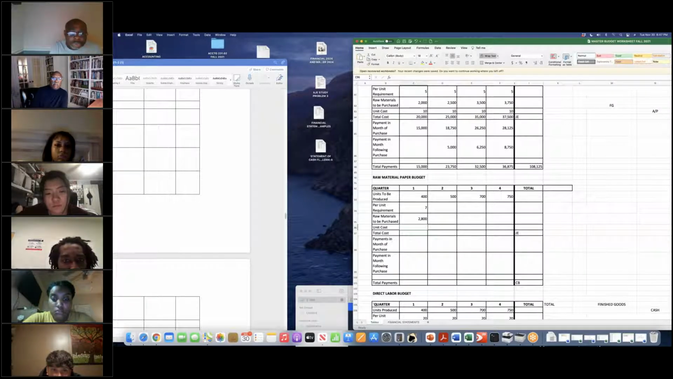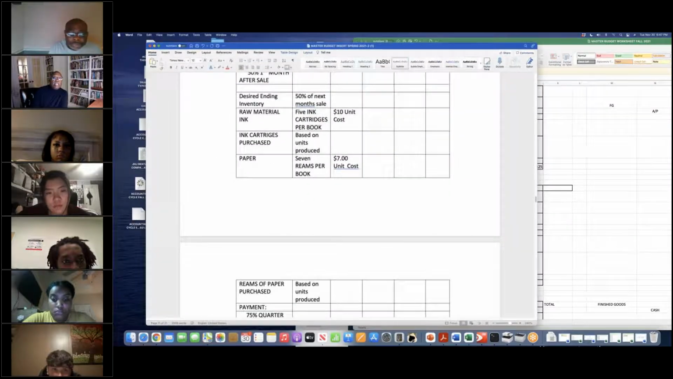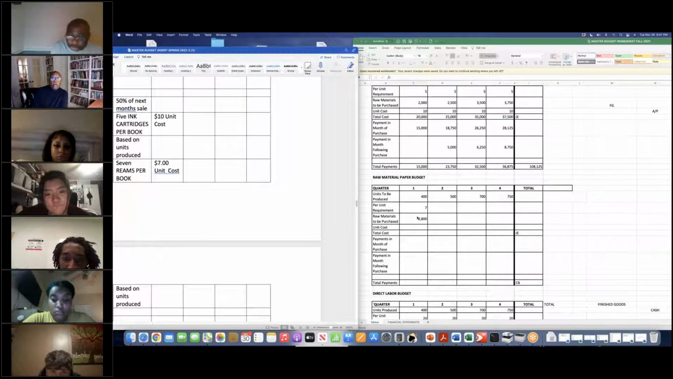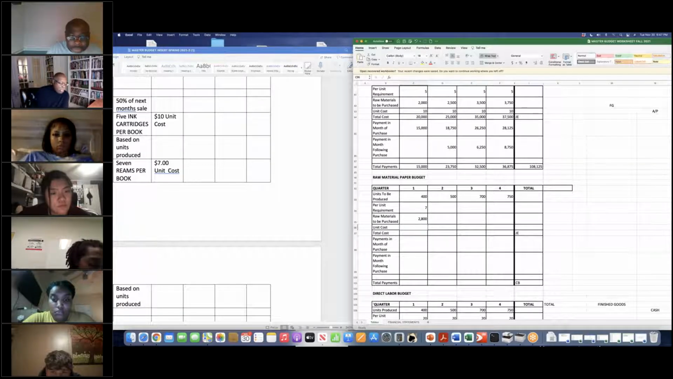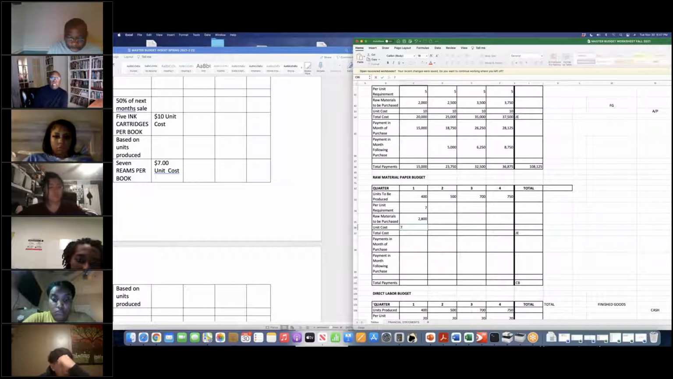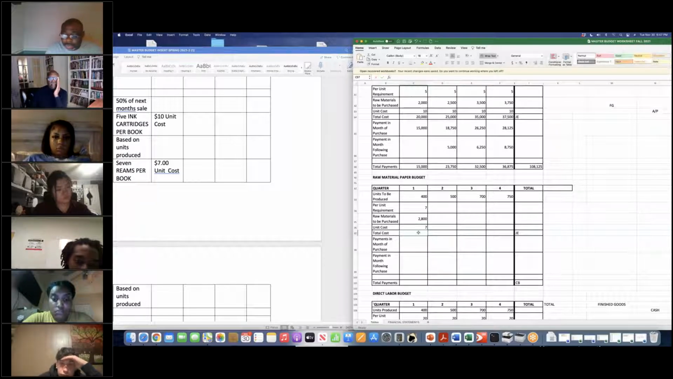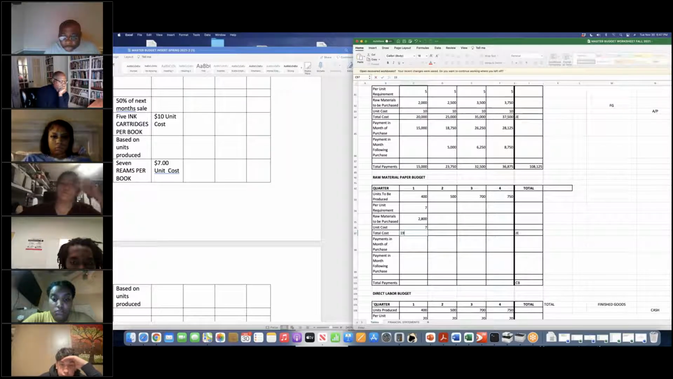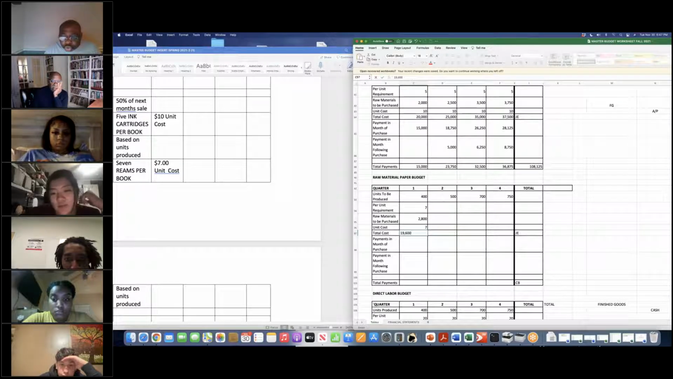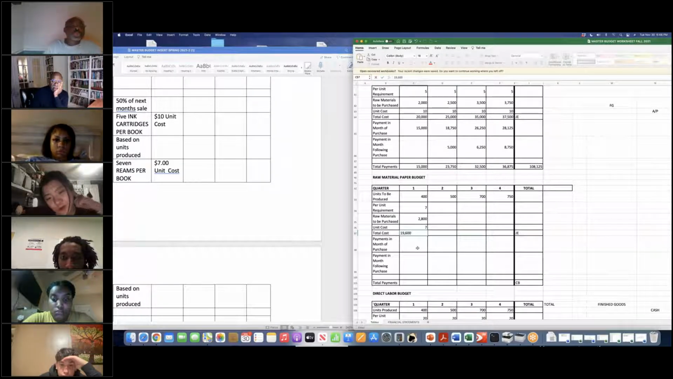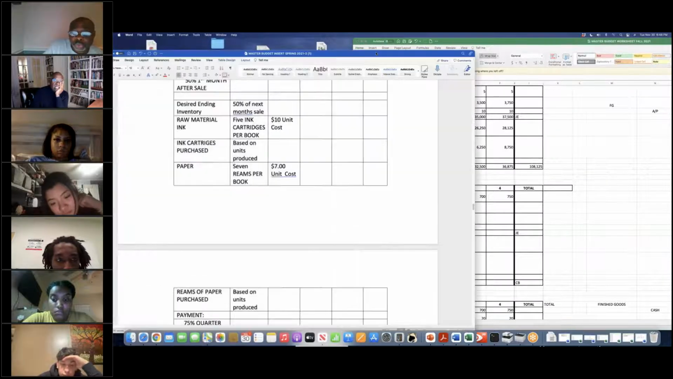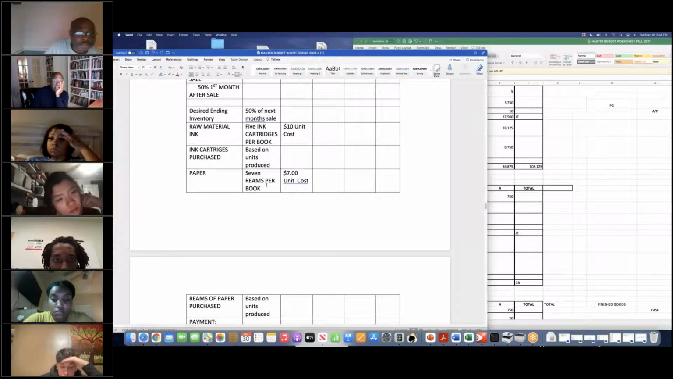I think it was 14. Paper, $7. So we're going to multiply 7 times 2,800. So what's our total cost going to be for the paper? 19,600. I have a question. Where did you get the per unit requirement from again? In the assumptions, 7 reams per book. Oh, I see it. Okay, cool. Thank you.